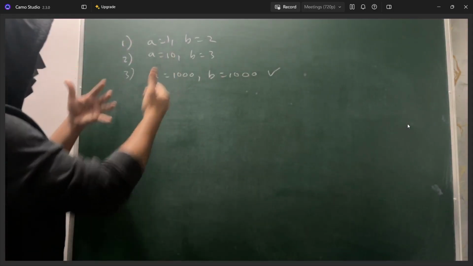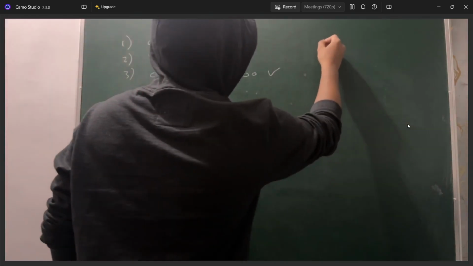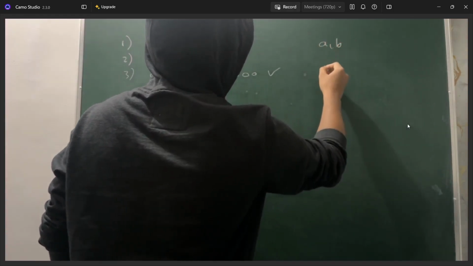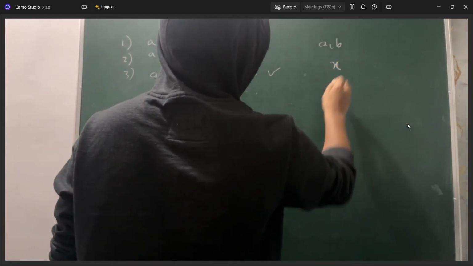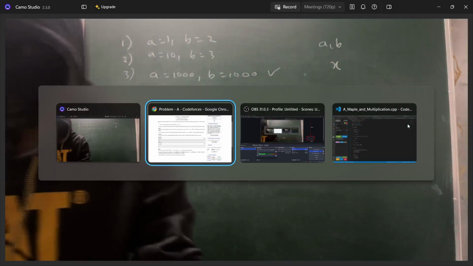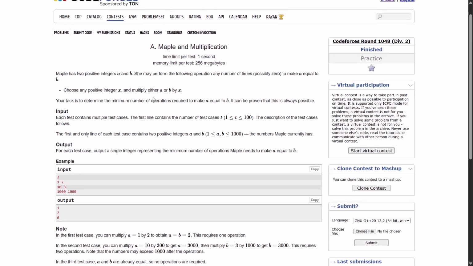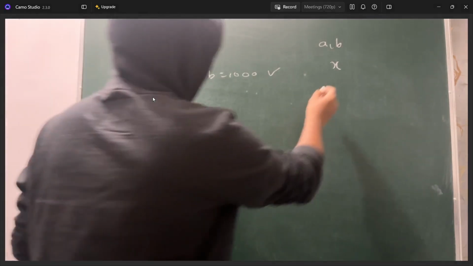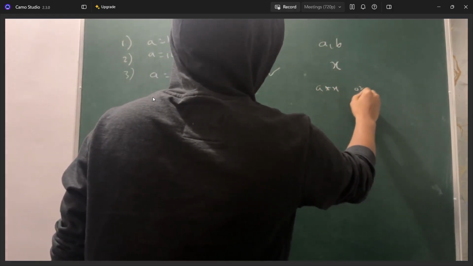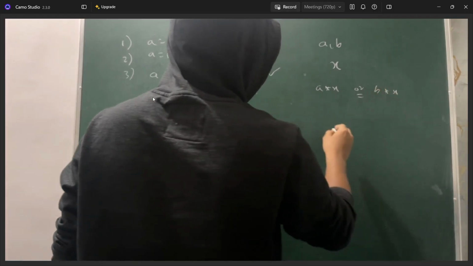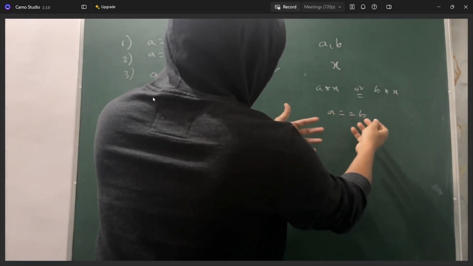Let me first tell you what they've said in the question. They've given two integers a and b, and we need to find one positive integer x. What we'll be doing is either multiplying a by x or multiplying b by x. Our main intention is that we need to make a equal to b. Both should be made equal.